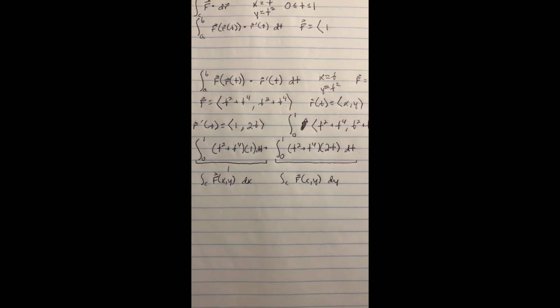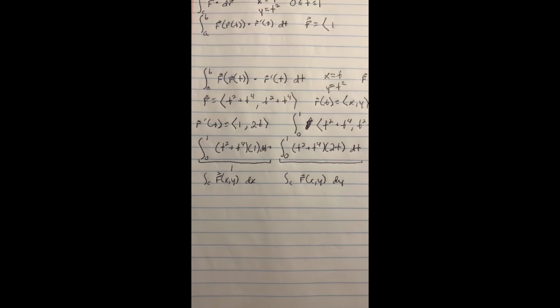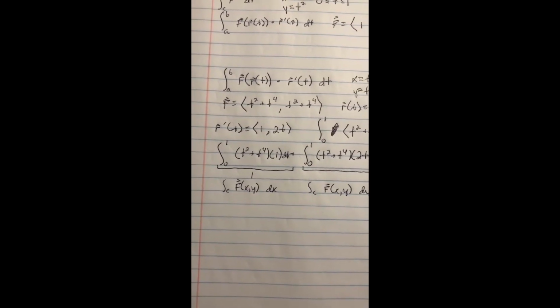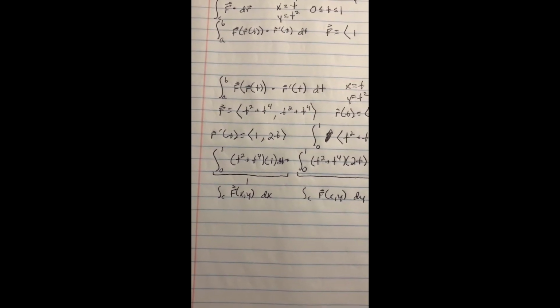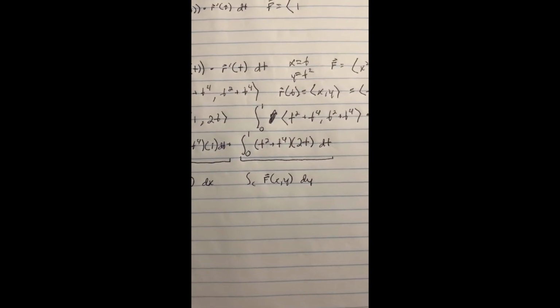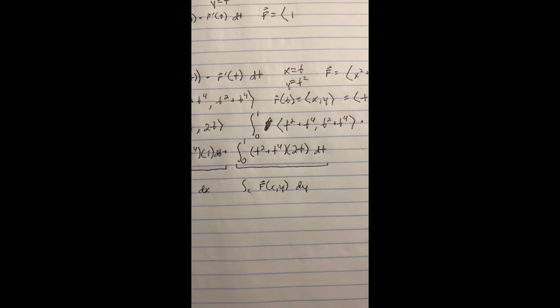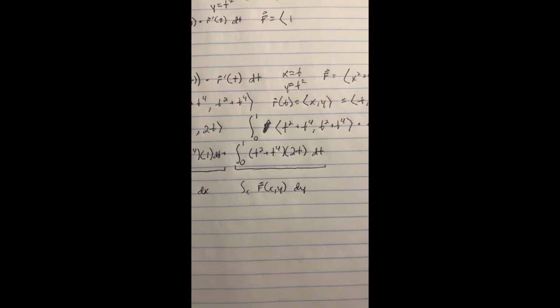So the integral on the left, which would be multiplying the x components together, is equivalent to the line integral of f of xy with respect to x. And the second part, the same could be said, it's just the integral with respect to y.